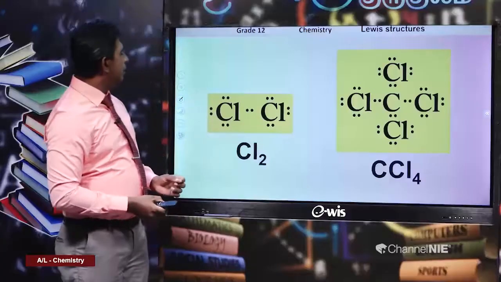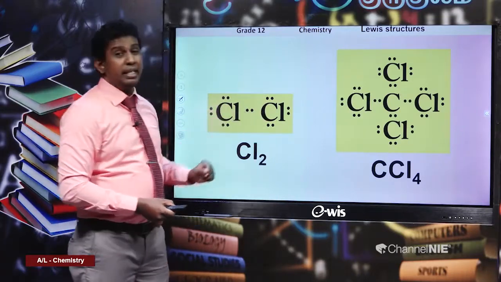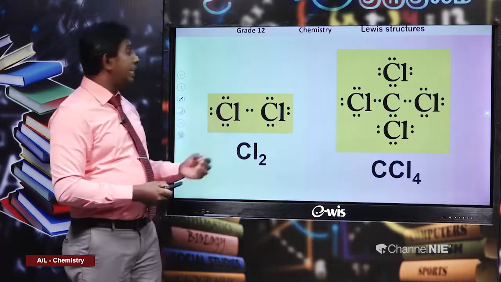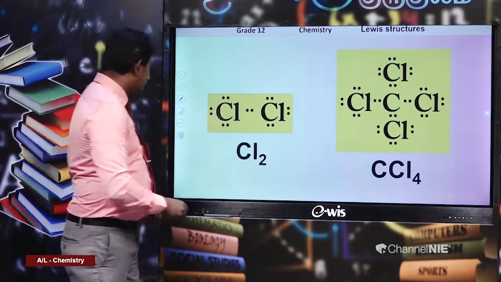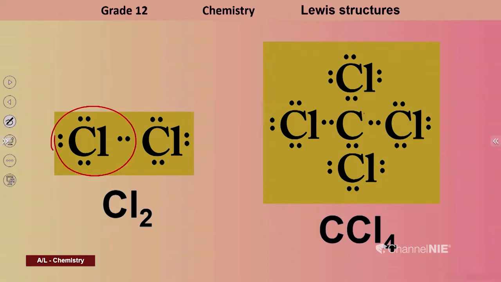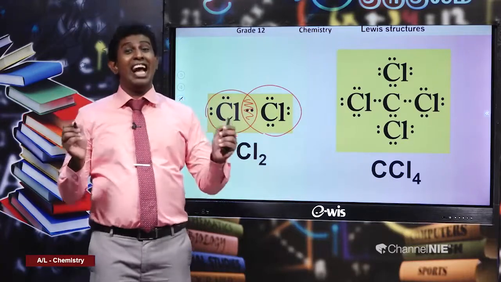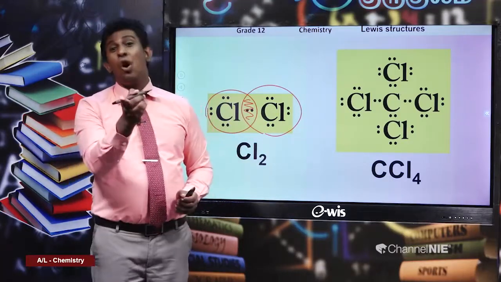So around each chlorine atom, those two chlorine atoms have got 8 electrons. If I circle them, these 8 electrons now belong to the chlorine I have circled. Then what about these 2 electrons? Those are 2 common electrons, shared electrons. We call it a covalent bond.